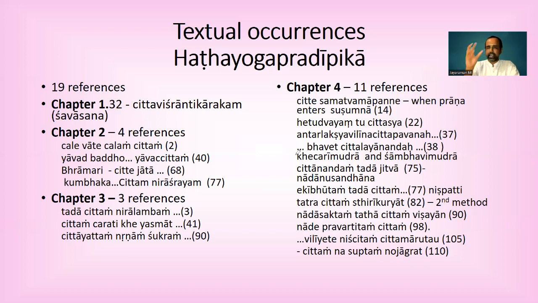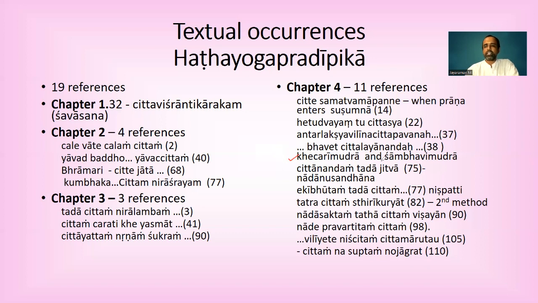So in this way, there is a triad of chitta, vasana and samirana. Samirana is vayu. That is indicated here. There also we find the word chitta. And then in Shambhavi mudra also, antarlakshya vilina chitta pavanaha yogi yada vartate. Because the yogi has an antarlakshya, an object of focus within, his breath and his chitta's activities dwindle in the process of Shambhavi mudra. There also the word chitta is used. And then bhavet chitta layanandaha.